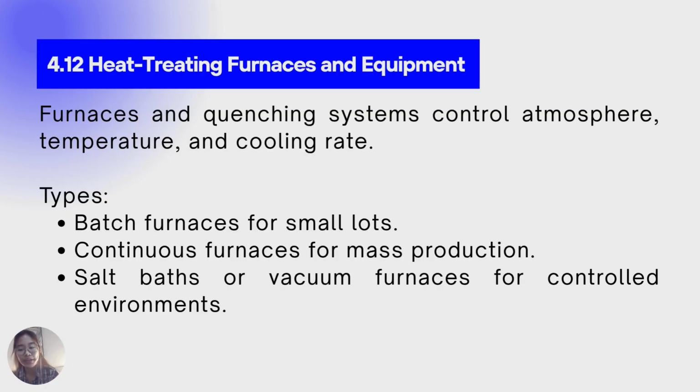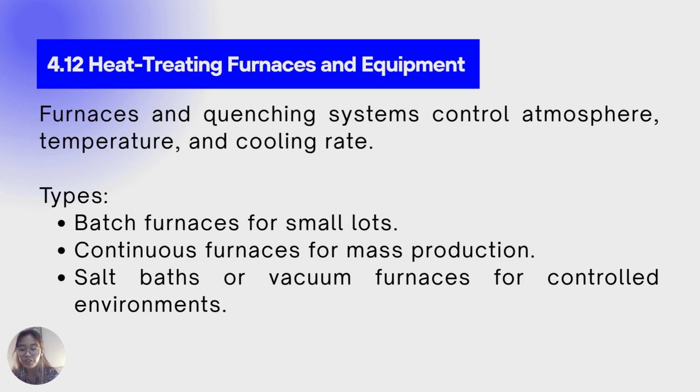Heat treatment requires furnaces designed to accurately control temperature, heating rate, and atmosphere. These systems are essential to ensure uniform properties, prevent oxidation, and achieve desired microstructures. There are several types of furnace used, depending on the process and part size. Common types include batch furnaces, continuous furnaces, vacuum furnaces, and salt bath furnaces.